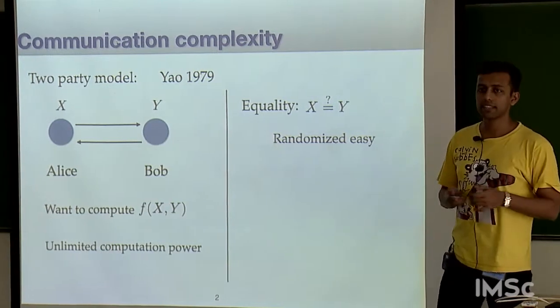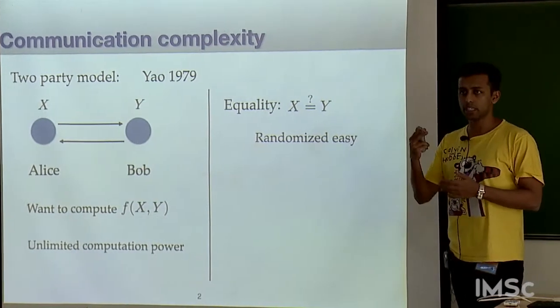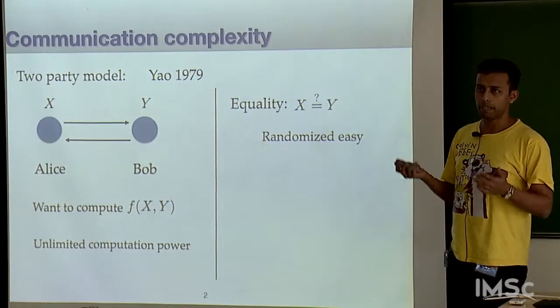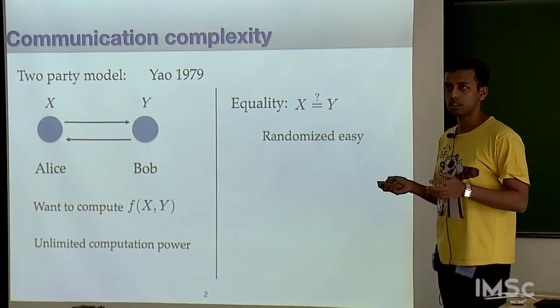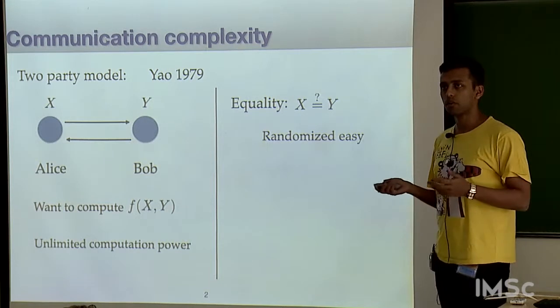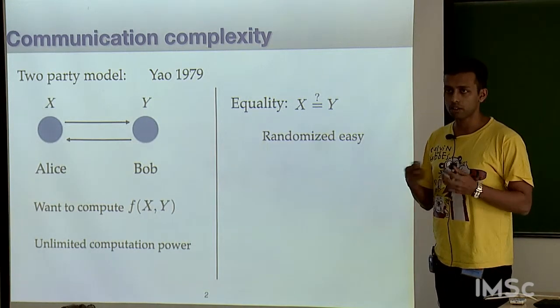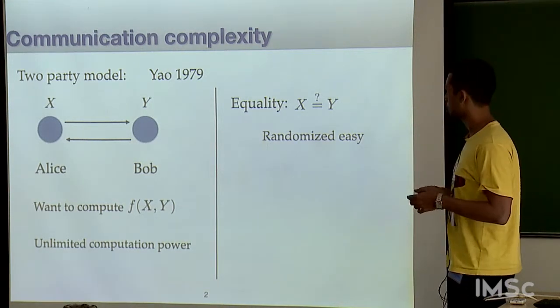The question is, is there any function which actually achieves that bound, meaning that you cannot do any better than the trivial one? So definitely equality is not such a function. You can show that equality can be done by constant communication, like a constant number of bits.